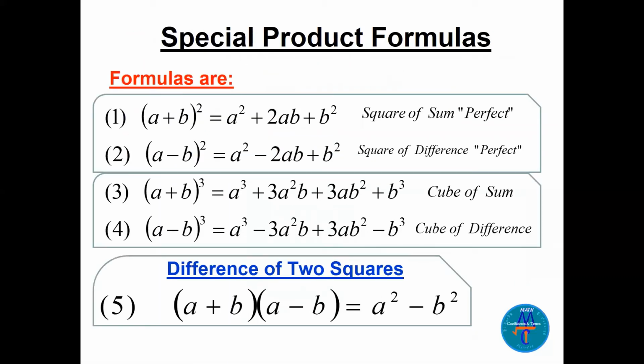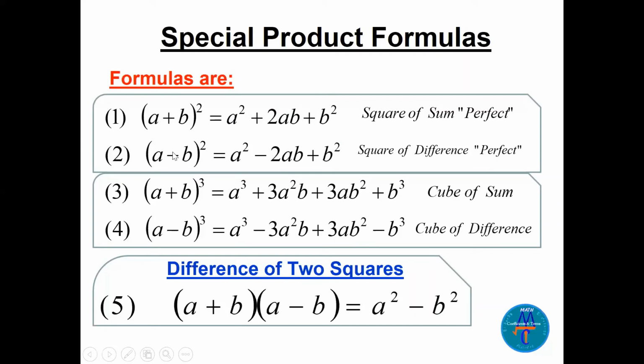Special product formulas. You have here 5 formulas. You should remember these formulas always. The first one, a plus b squared. A squared plus 2ab plus b squared. Many students forget this middle term here. You cannot forget that. So you cannot write a squared plus b squared. You have to write a squared plus 2ab plus b squared. We call this square of sum or perfect square.